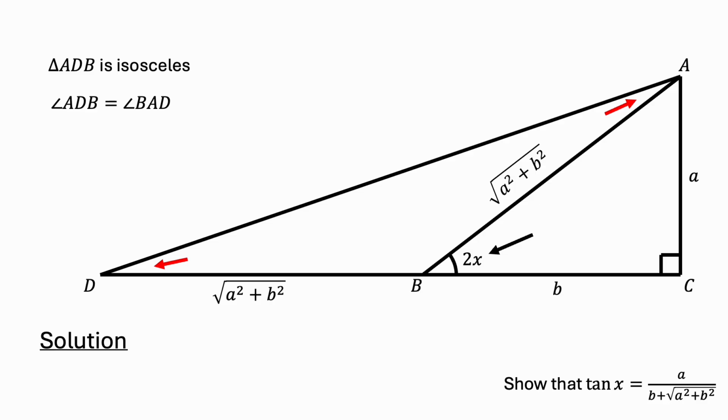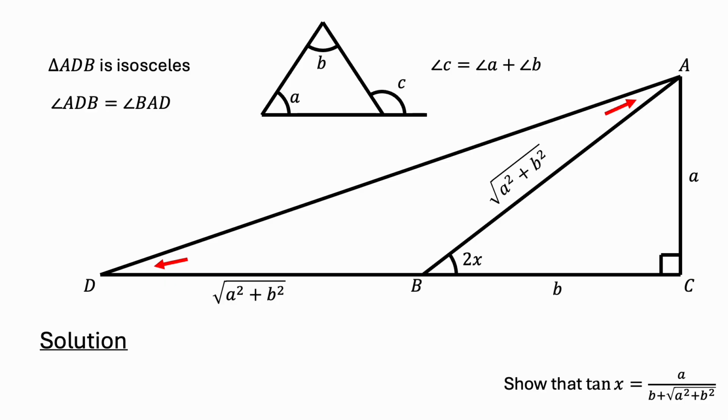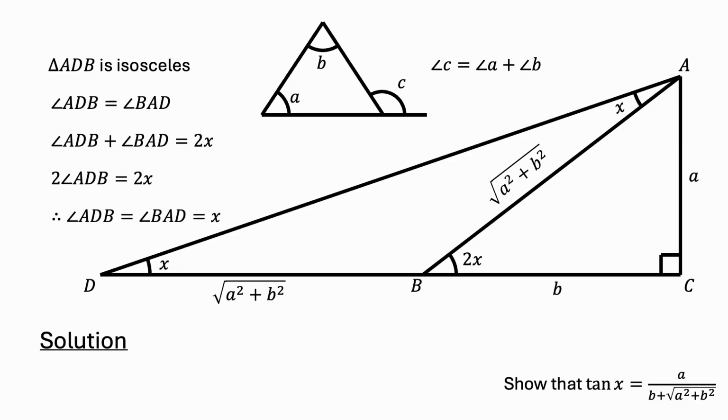Now, angle ABC is an exterior angle of triangle ADB. Since an exterior angle equals the sum of interior opposite angles, we have angle ADB plus angle BAD equals 2x. But angle ADB equals angle BAD, so 2 times angle ADB equals 2x. Therefore, angle ADB equals angle BAD equals x.